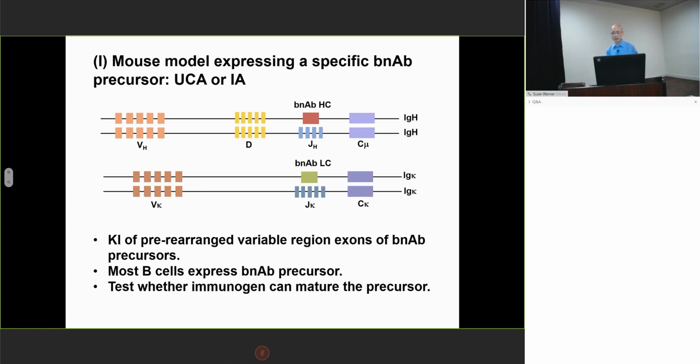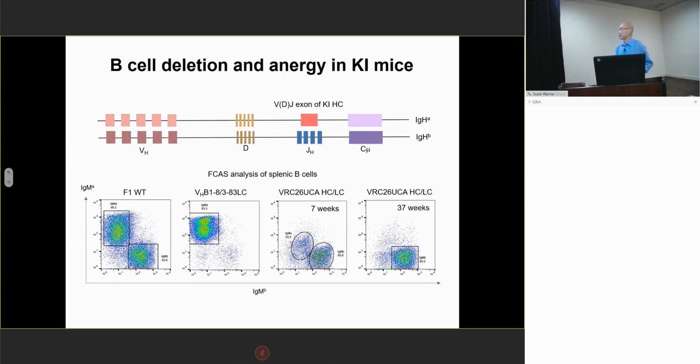So in theory, these mice will have a monoclonal B cell population expressing your target antibody. Then you can immunize these mice to see whether the immunogen can activate these B cells. But technically, it's not that straightforward. A major problem has been that when you try to express these bnAb precursors, a lot of these B cells get deleted, or they're anergic, meaning they don't respond very well to immunogens.